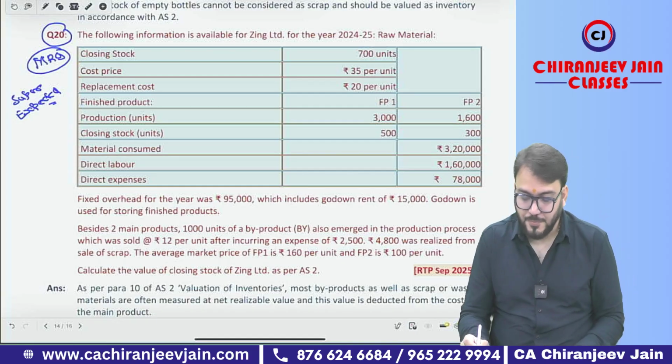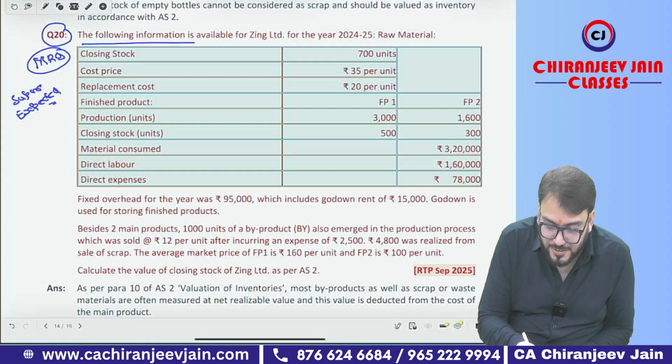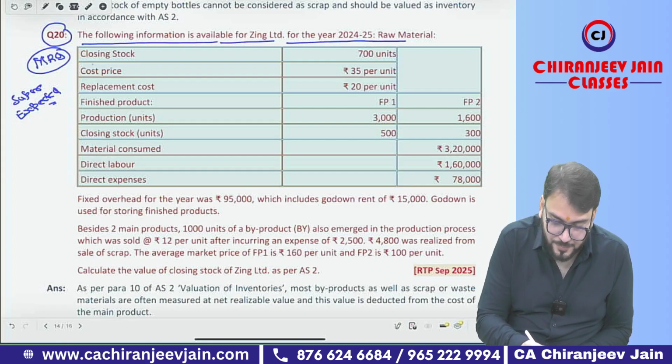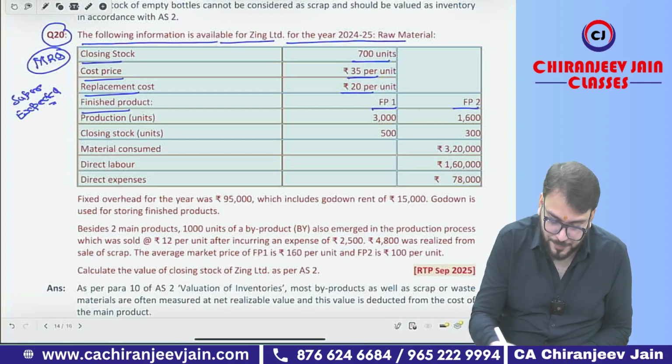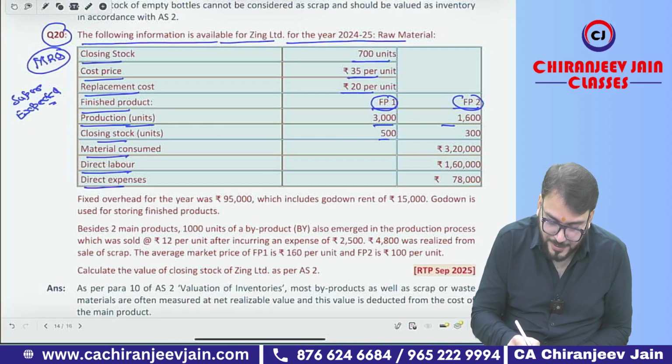The following information is available for Jing Limited for the year 24-25. Raw material closing stock 700, cost price 35, replacement cost 20. Finished products FP1, FP2, which means there are two joint products. Production, closing stock, material consumed, direct labor, direct expense are given.